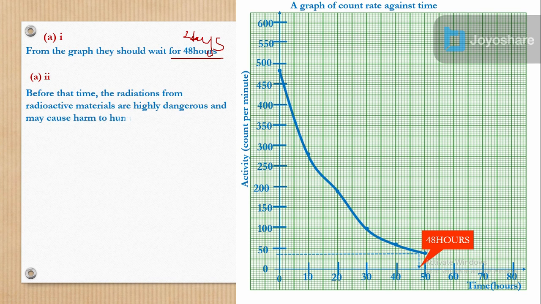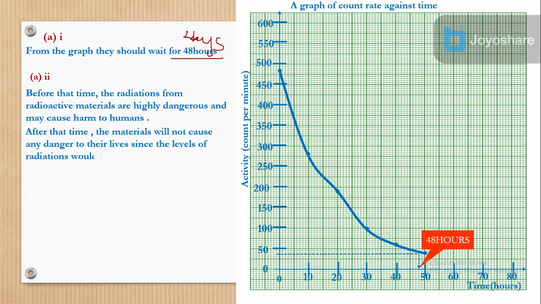They say that before that time, the radiations from the radioactive material are highly dangerous and may cause harm to humans. Yes, that's very true. That time corresponds to the 40 count rate per second. So after that time, the material will not cause any danger to their lives, since the levels of the radiation would have been below the background count rate. Below the background count rate means 40, but it can be 38, 35. That is now safe. 40 and below, very, very safe.